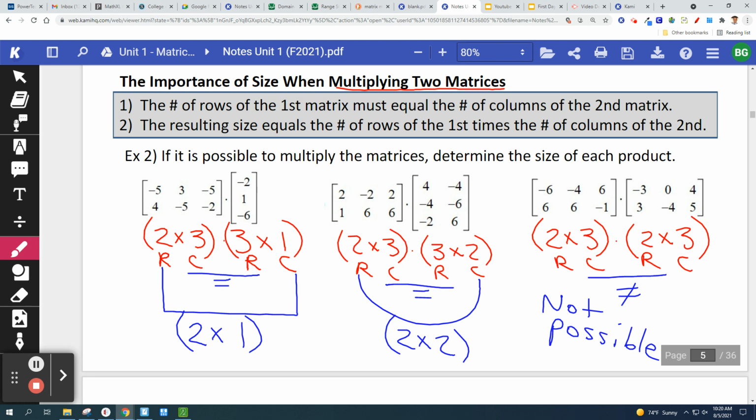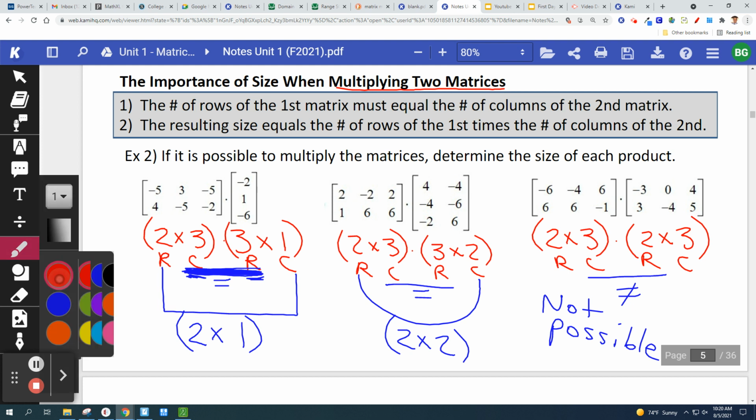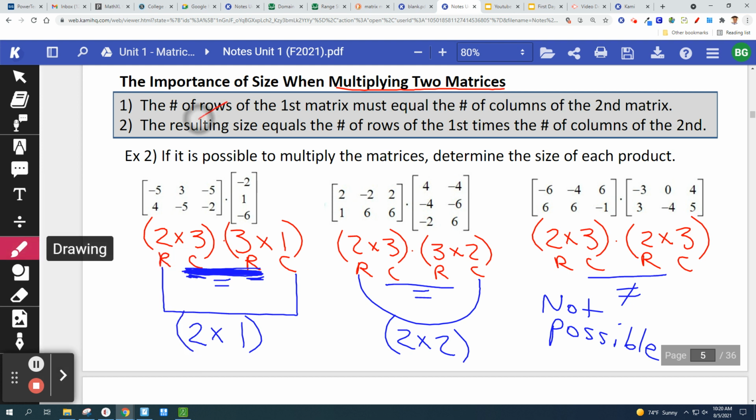Fair enough, easy enough. Now let's go back and look at step 1 in that gray box. It says the number of rows of the first matrix must equal the number of columns of the second matrix. That's not what I did, right? I got that backwards, didn't I? It's the number of columns of the first must equal the number of rows of the second. So my typo, let's just change this to columns. The number of columns of the first matrix must equal the number of rows of the second. There we go.